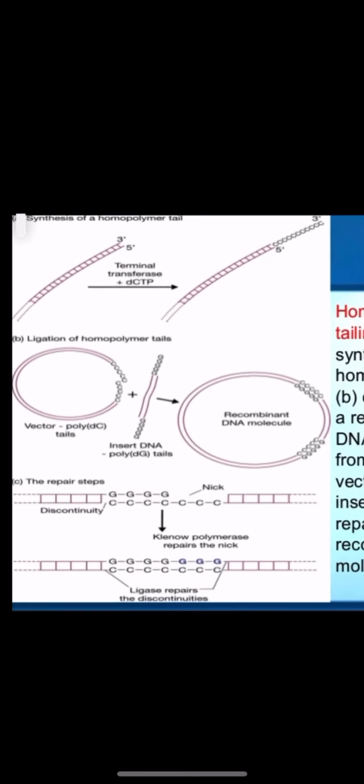This is the ligation. So these are the DNA fragments. Terminal transferase plus dCTP is added. So ligation is done by the DNA polymerase, and a G tail is added. So this is the recombinant DNA. It will cause the repair steps. The nick is produced, then the polymerase repairs the nicks and ligase repairs the discontinuity.